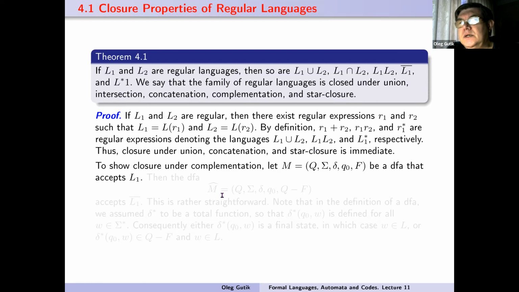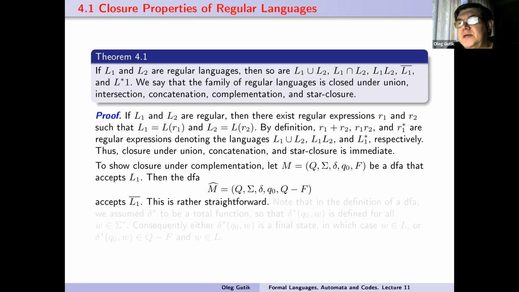To show closure under complementation, let M be a deterministic finite acceptor that accepts the language L1. Then the deterministic finite acceptor M hat, whose final states are Q without F, accepts the language which is the complement of the language L1.